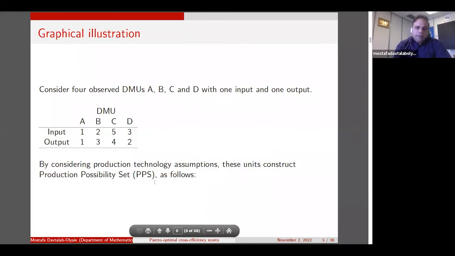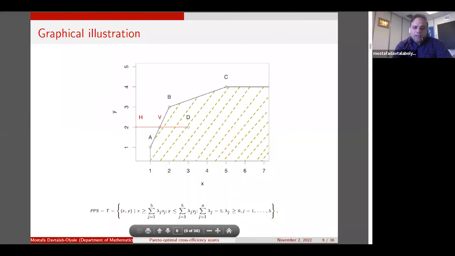So here I'm going to explain the basic model in DEA, the CCR model, using a simple example. Consider we have 4 DMUs A, B, C, D with one input and one output. Using DEA, we construct the PPS, or production possibility set, as in this figure. The shaded area is the PPS.